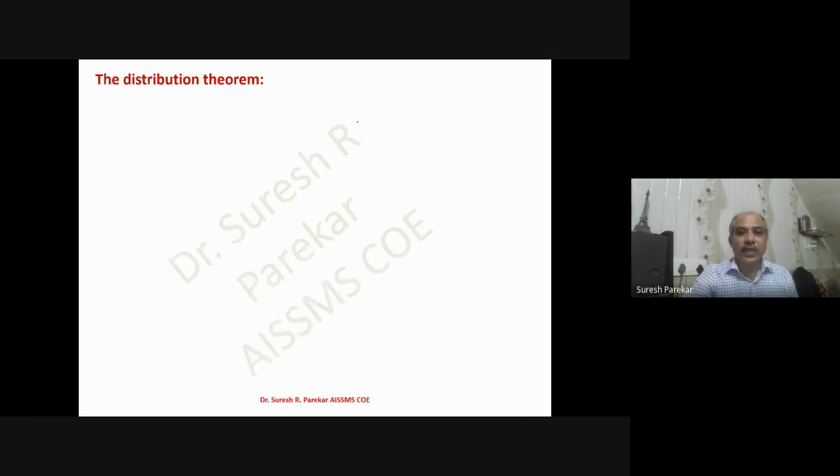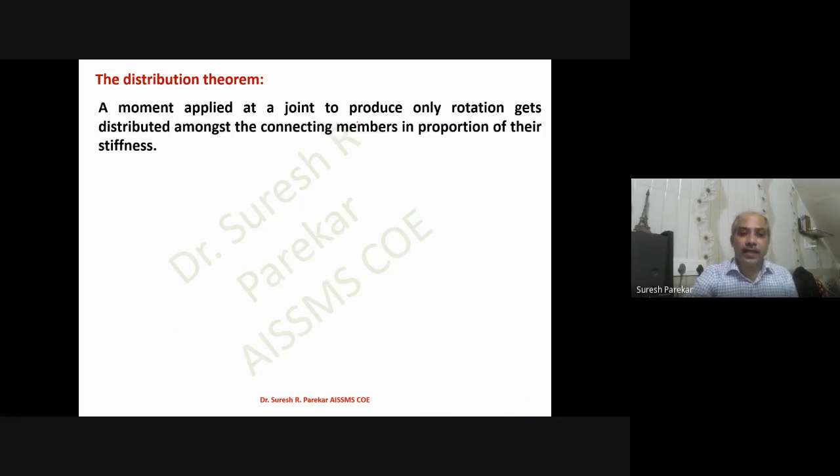So now we will go to the distribution theorem, because here these two things play a very important role. First, the stiffness of the member, and second, the distribution factor, and that distribution factor is covered under the distribution theorem. Now let us consider the distribution theorem. That means if we apply a moment M at a joint, and we have a number of members acting at that joint, then how are we going to distribute this moment among them, or in what proportion is it given to the members.